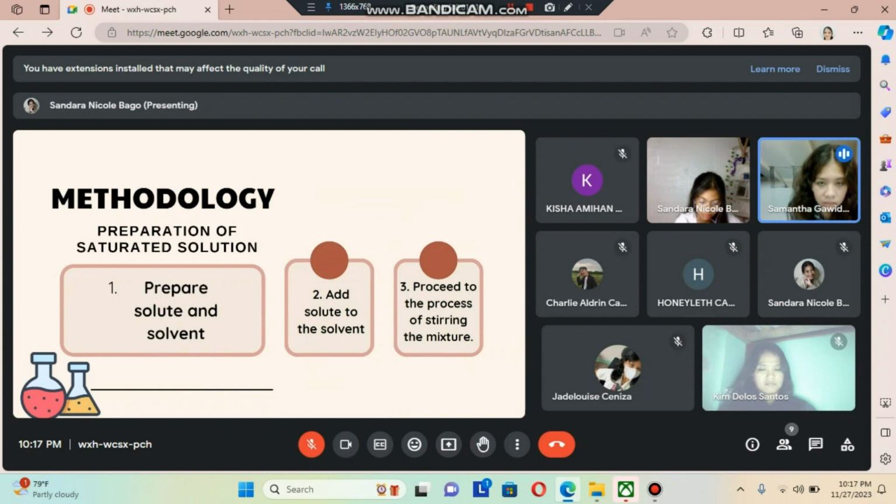And the third step is to proceed to the process of stirring the mixture, and we will mix it until the solute is fully dissolved into the beaker. Next.